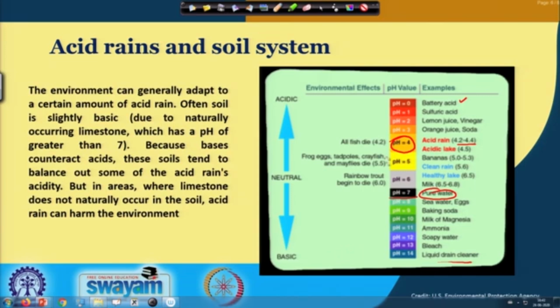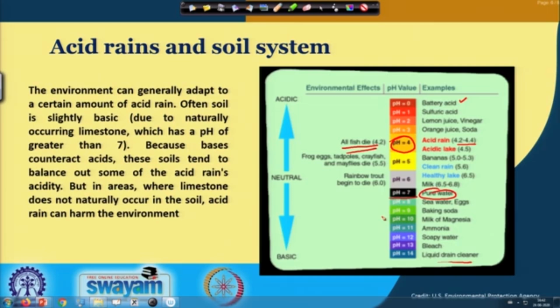So, this acid rain is highly acidic, and as a result of this very low pH, fish present in the aquatic body basically die. So, this is giving an idea about the pH of acid rain.